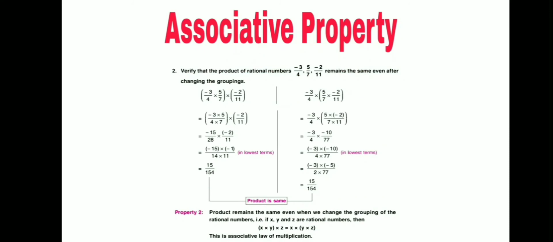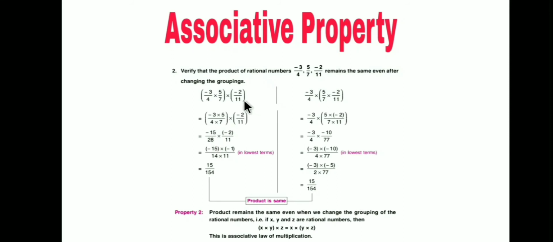Our next property is associative property. Suppose we have three rational numbers, minus 3 upon 4, 5 upon 7, minus 2 upon 11. We have to multiply these three rational numbers. If we group the first two rational numbers and then multiply it with the third rational number, let's do it. Minus 3 upon 4 into 5 upon 7, which is equal to minus 3 into 5 whole divided by 4 into 7. The product of the first two rational numbers we get as minus 15 upon 28.